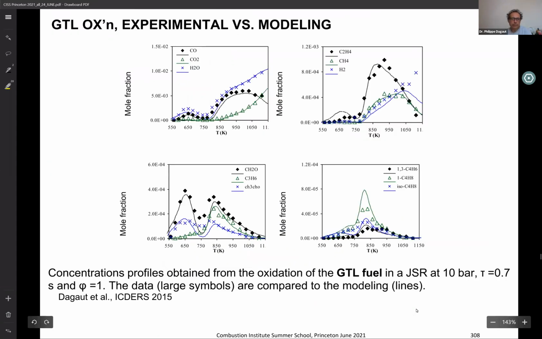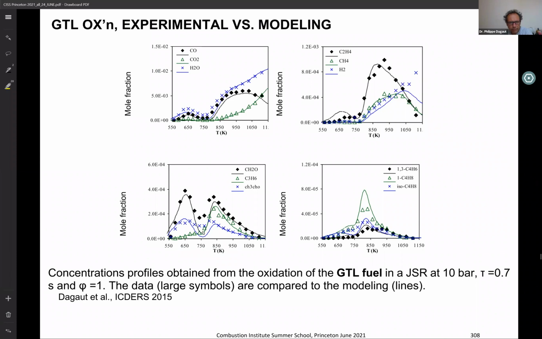So this is a comparison between the data and the modeling. You can see that the model represents well the formation of CO, of water, of CO2. Ethylene also is well predicted here. We overestimated its formation in the cool flame. Hydrogen is okay, methane is okay. And formaldehyde, we still have this discrepancy here at 750, where we predict lower formation.